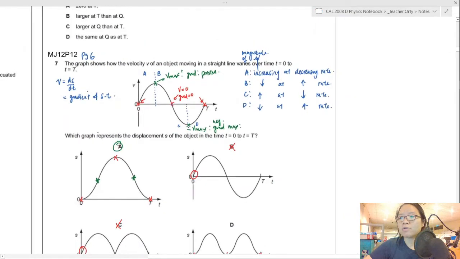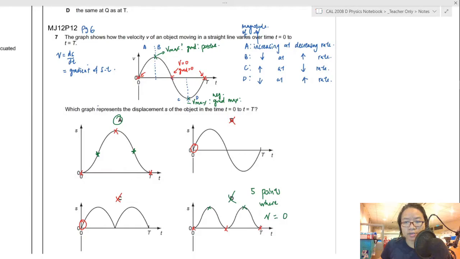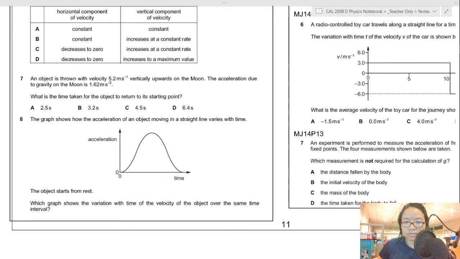But let us check out D first. If you look at D, you can see here, there is another zero gradient and there's another zero gradient. So if actually D is this graph, then you should have 5 points where your V is zero. But this one, you only have 3 points. So D is out. Okay, that is the even faster way. So that is one question. Let's try and see how much we can fit in 10.